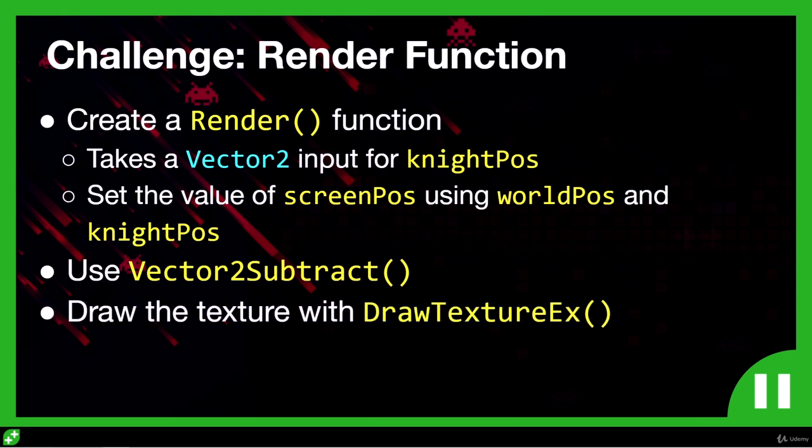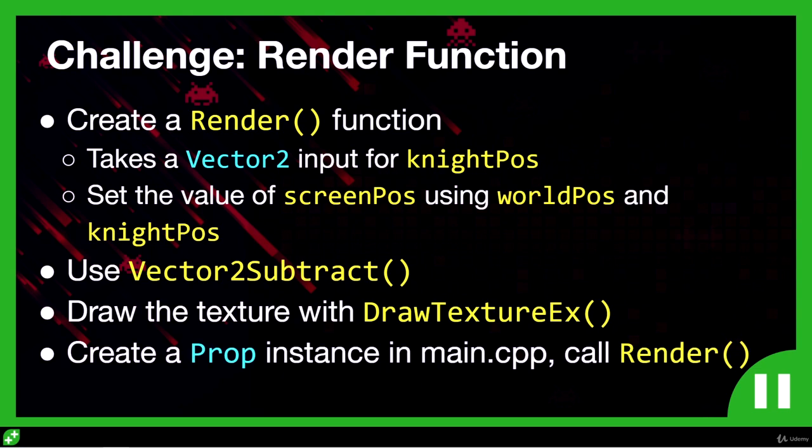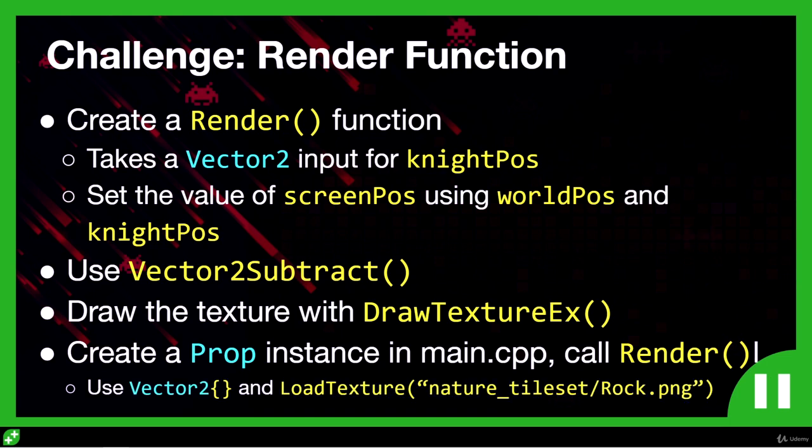Once you're done, in the render function, use DrawTextureEx to draw the texture. Then, create an instance of the prop class in main.cpp and call render in the while loop. Now, when you create an instance of the prop class, pass in a Vector2 with braced initialization to create a Vector2 value with 0, 0 for its values, and for the texture, simply call LoadTexture and use nature_tileset/rock.png. Don't forget to include prop.h. Pause the video and do this now.